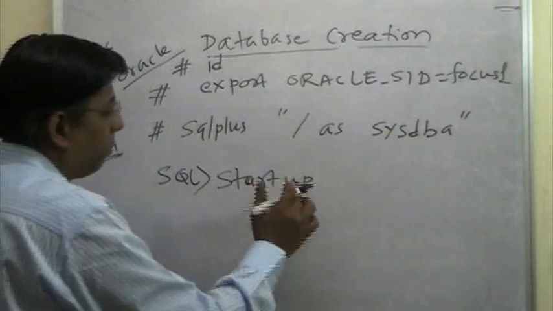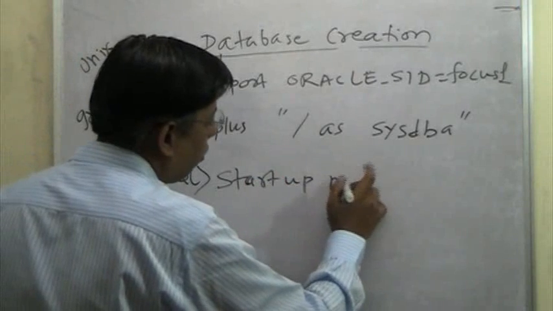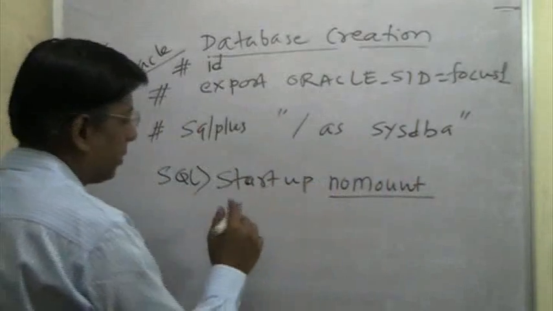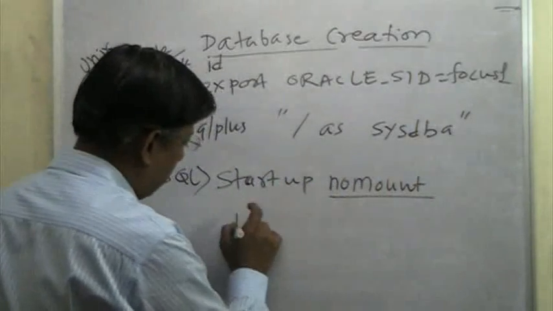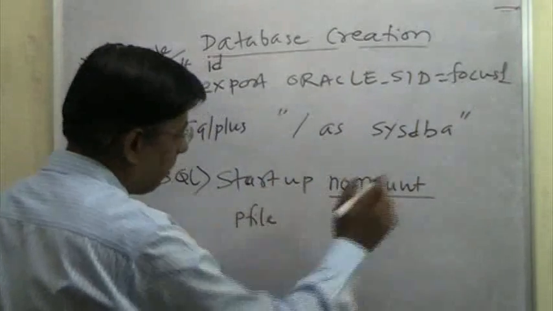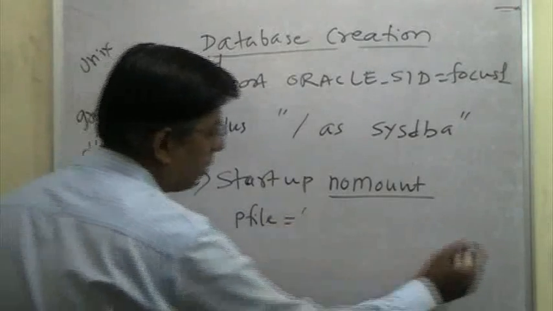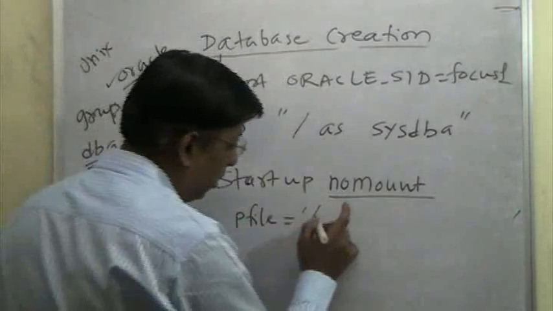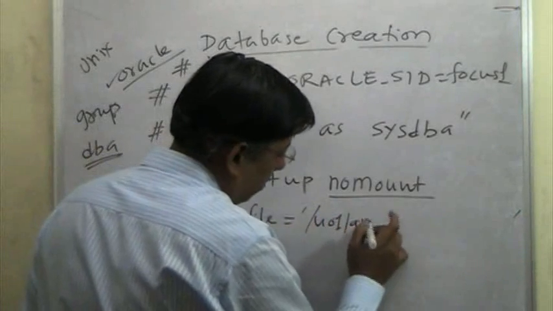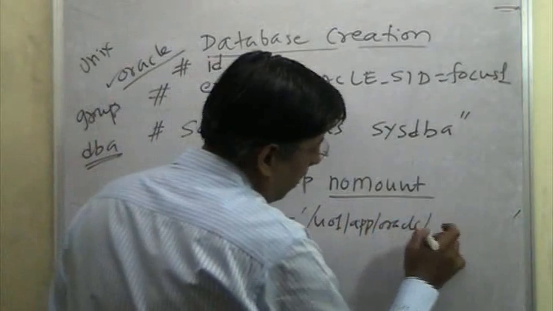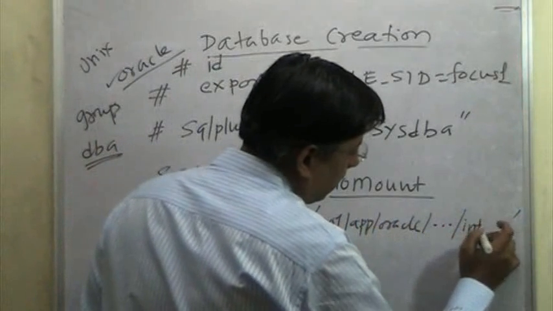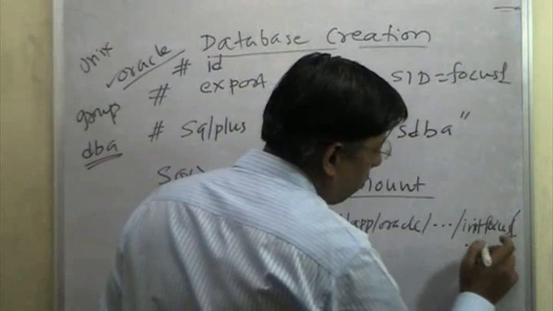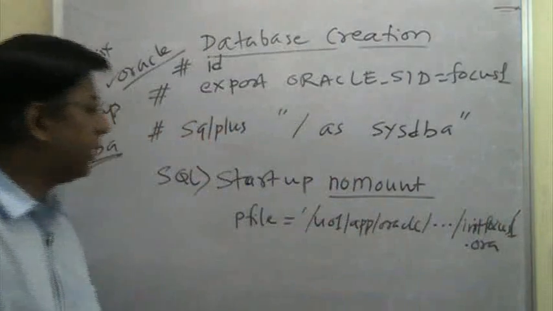But now you are going to just say startup nomount. I will come to this word nomount, it requires a lot of discussion. Startup nomount pfile, on the same line, pfile is equal to, and in single quotes you are going to give the name of your pfile that you have created. Your pfile name is what? u01/app/oracle/init focus1.ora. So this is what you are going to write in single quotes.